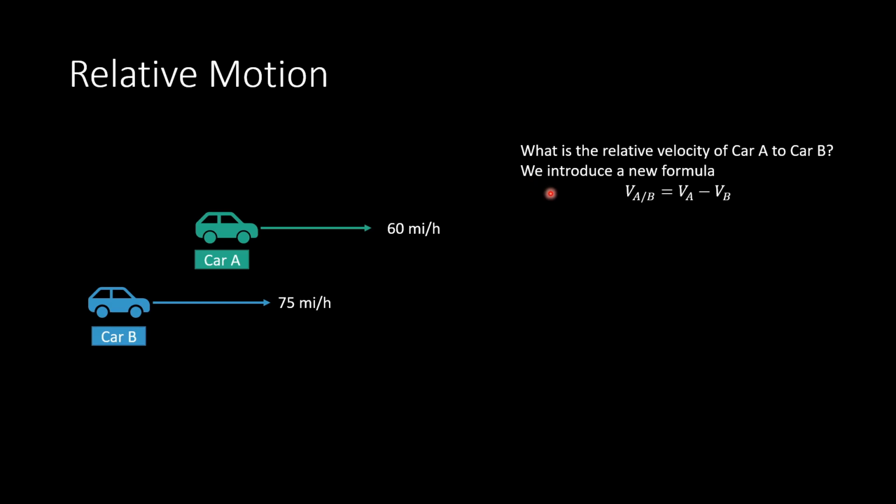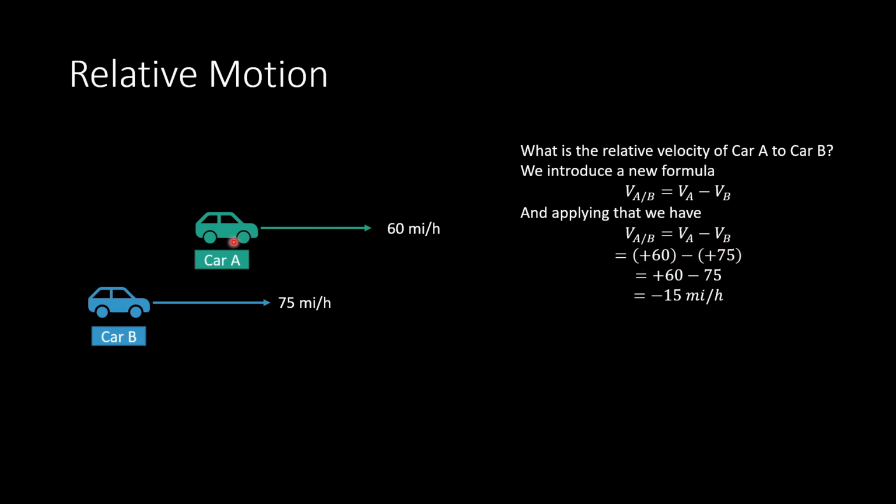So we're going to introduce a new formula here. The velocity of car A relative to car B is going to be VA minus VB. This is the formula, and that doesn't change. You're measuring the velocity of car A relative to car B, so you get 60 minus 75, and that gives you a negative 15 miles per hour. So car A is moving at 15 miles per hour slower than car B.